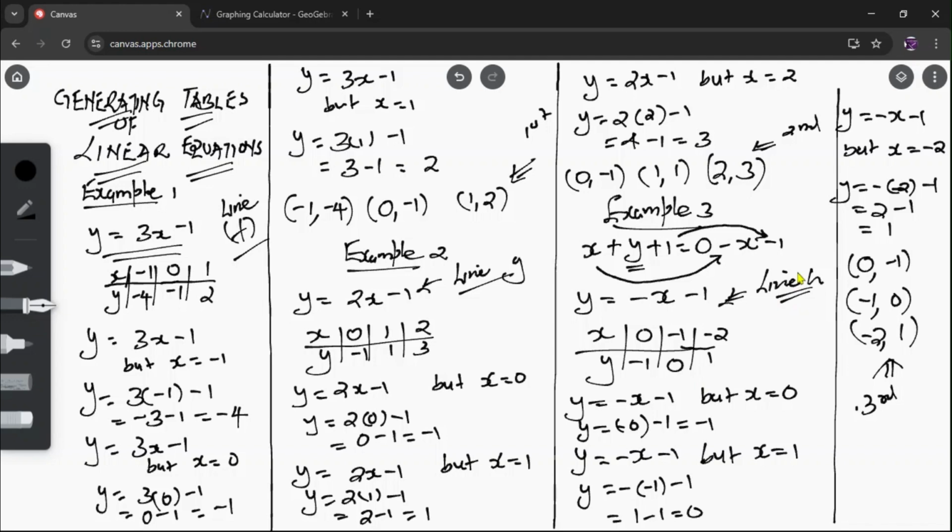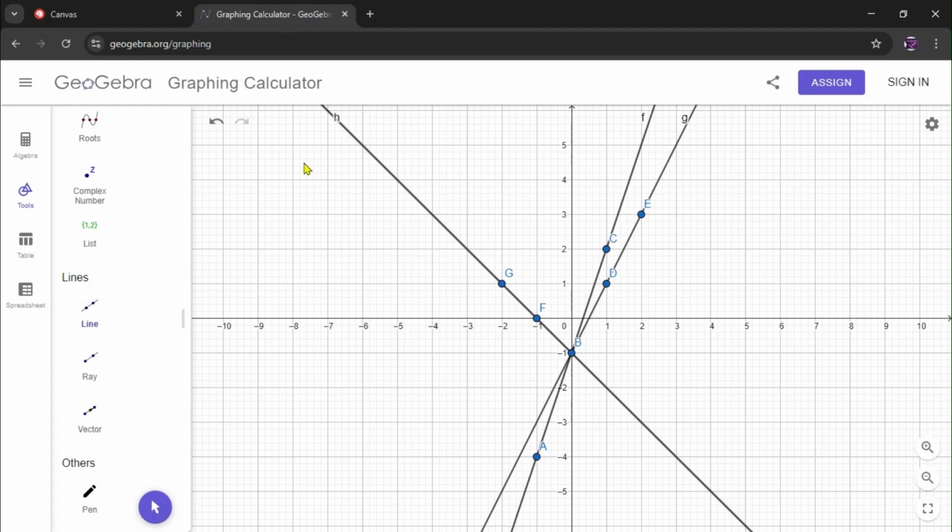Are we together? So that is how we generate a table. I've been able to generate a table for that, and having that, we have the first table, the second table, and the third table. So we've learned how to generate a table and also how to plot our points on our graph.